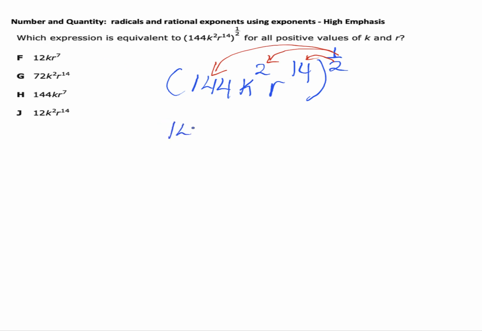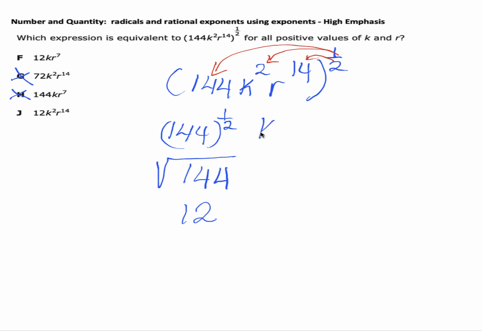Because 144 is a number, raising that to the half, our brains are like, what in the world is that? So I'm going to change that to a radical. Anything that is raised to the half means that's a square root. What's the square root of 144? You should know this. The square root of 144 is 12. 12 times 12 is 144. That should give you some information to eliminate H and also G.